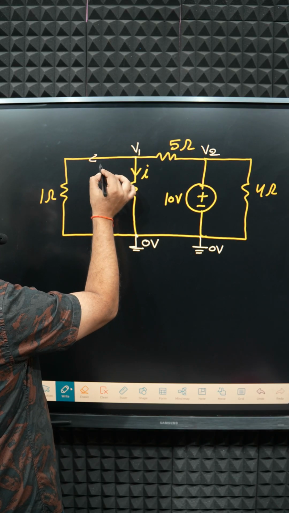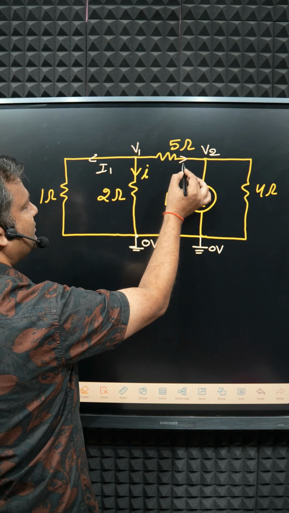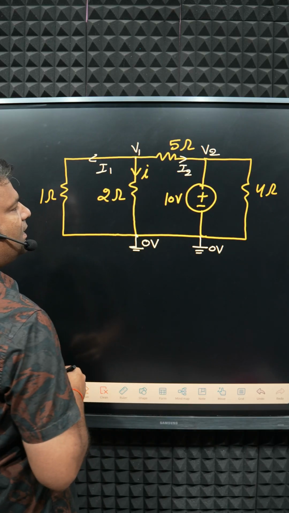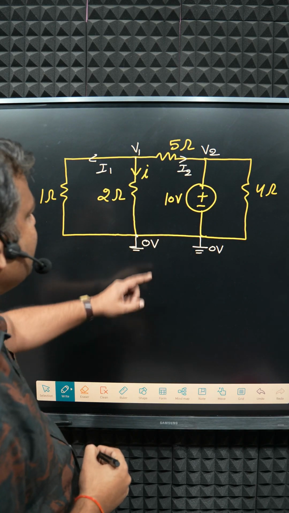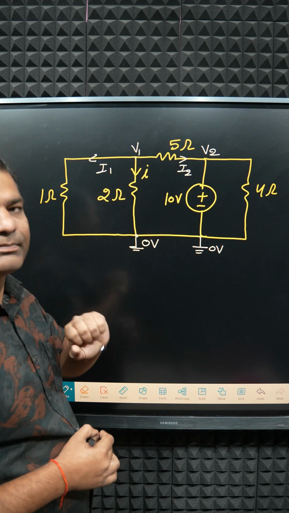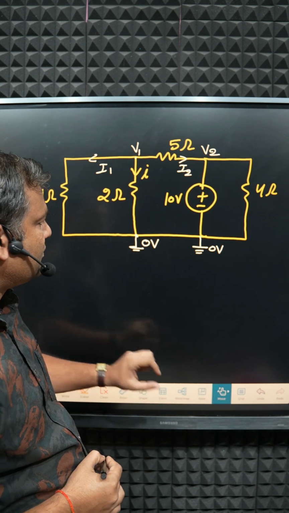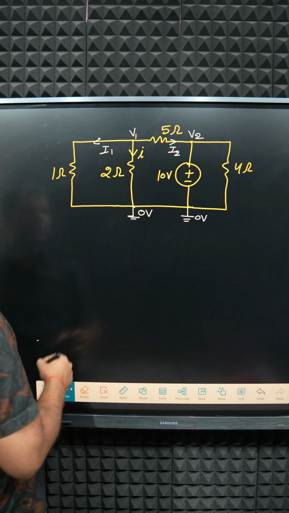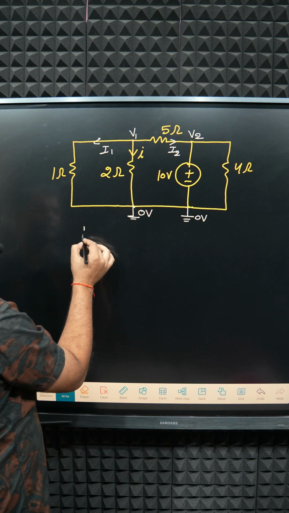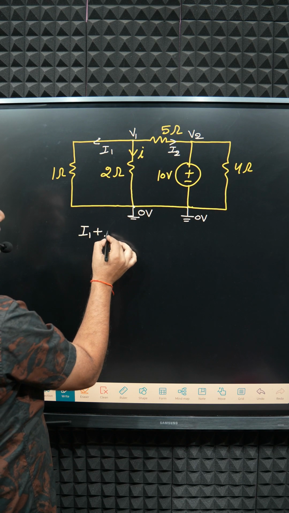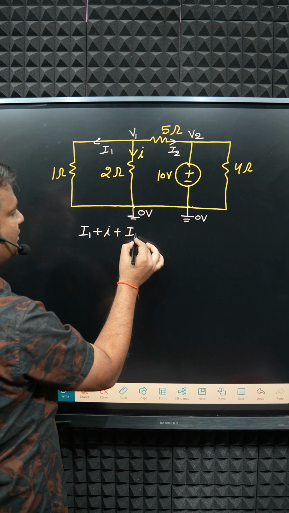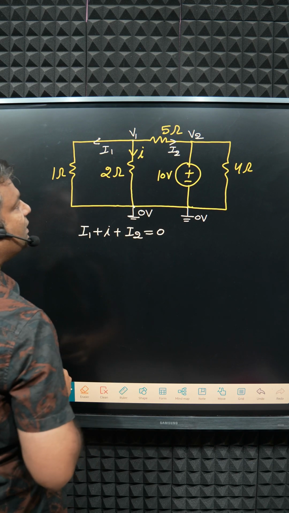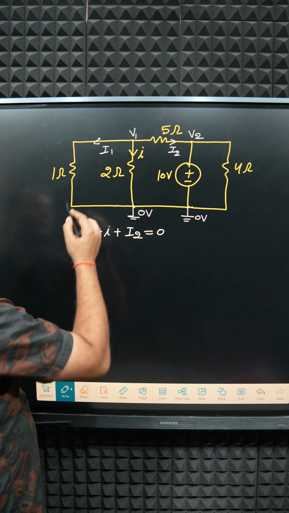Clear? Next target: we have considered this node as V1 and this node's voltage as V2. And what about the branch currents? Here I1 and here I2. Our target: apply KCL at node V1. Okay, so now apply KCL at node V1. All currents are outgoing, so you can say I1 plus I plus I2 will equal how much? 0.